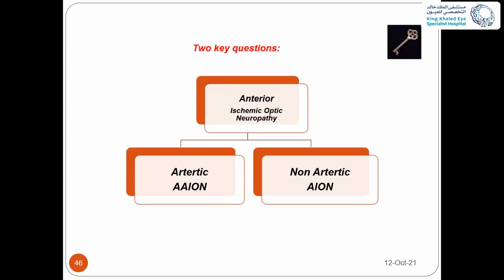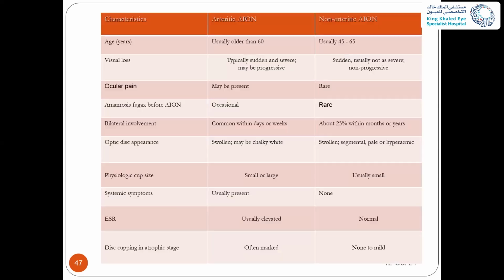So as I told you, here you have to know how to differentiate between arteritic anterior ischemic optic neuropathy and non-arteritic anterior ischemic optic neuropathy from the age, usually elderly over 60 in arteritic, while the younger age in non-arteritic. Typically sudden and severe, may be progressive. Sudden, usually not so severe as arteritic, and non-progressive. Ocular pain may be present, rarely present.